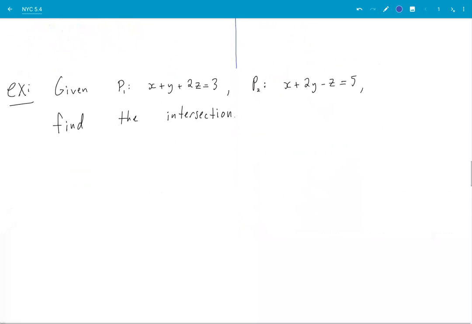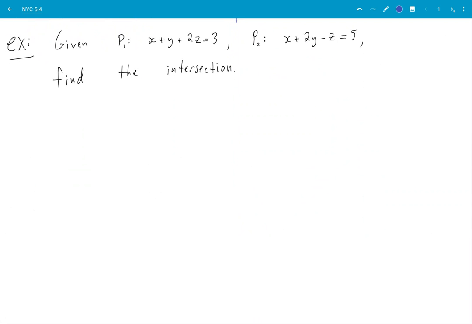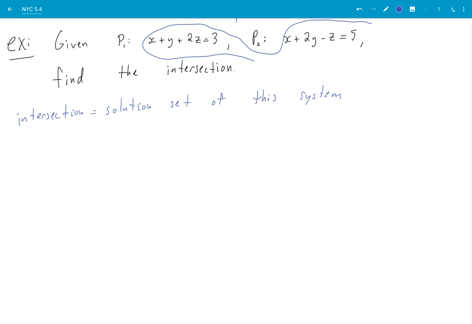Intersection between two planes. Pause and copy. So what I'm doing here is trying to find, let me write it down. Intersection is equal to the solution set of this system. And by this, I mean the system consisting of these two equations.